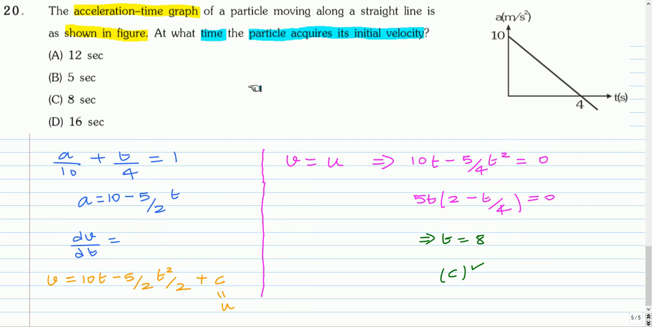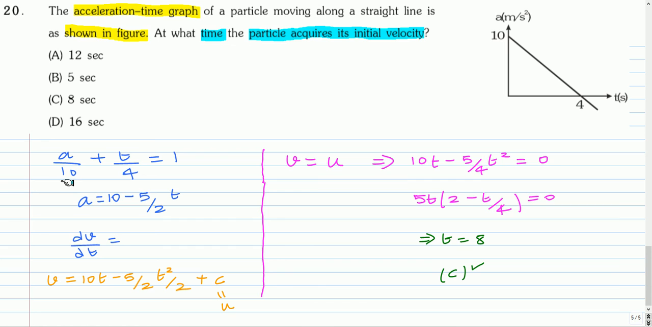This is the next question. The acceleration time graph of a particle moving in a straight line is shown in the figure. At what time does the particle acquire its initial velocity? So here is a time dependent acceleration. Acceleration is decreasing and after some time it's becoming negative. The equation of this line is a by 10 plus t by 4 equals 1. This is the equation of a line in double intercept form.